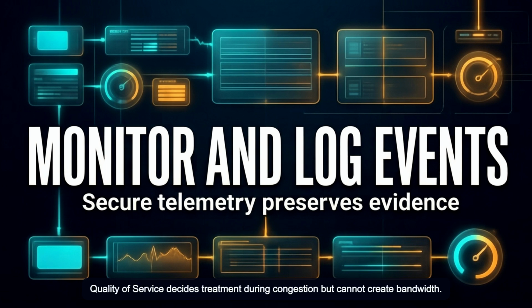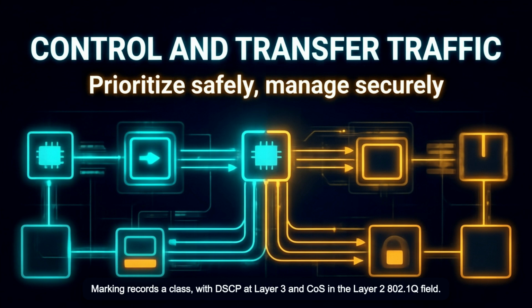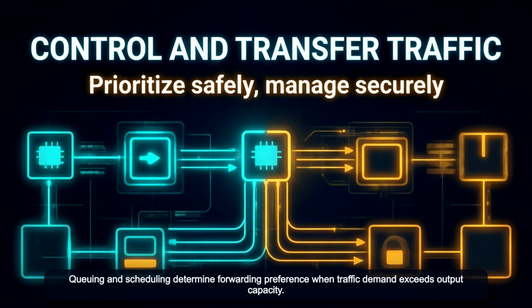Quality of service decides treatment during congestion, but cannot create bandwidth. Classification identifies traffic, such as voice, video, web, or backup. Marking records a class, with DSCP at Layer 3 and CoS in the Layer 2 802.1Q field. Queuing and scheduling determine forwarding preference when traffic demand exceeds output capacity.